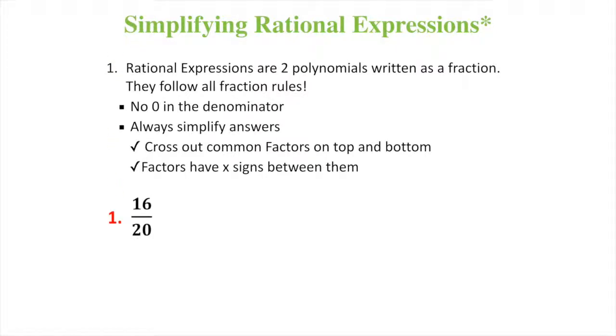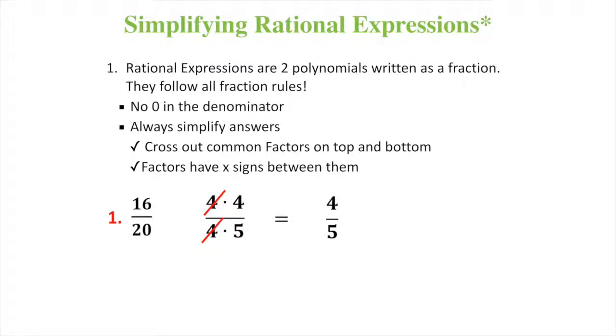All right, so if we look at our example here, this is the one that you did in warm-up. 16/20. If I pulled out a common factor, they both have a common factor of 4, right? 4 times 4 is 16, and 4 times 5 is 20. So now that they have that common factor, I can just cross off the common factor. That leaves me with 4/5.